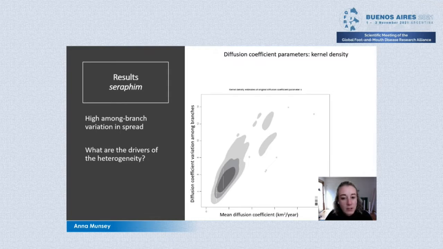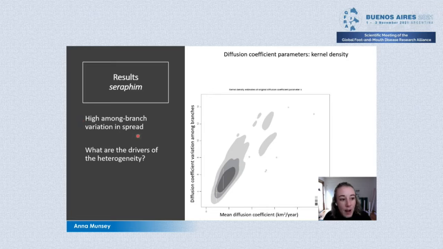This is a kernel density plot showing variation in speed of spatial diffusion within the tree. The spread upward and to the right indicates significant variation in mean diffusion. So some branches down here are less diffusive and likely represent local transmission among hosts, whereas other branches up here represent longer distance displacement, likely something like human-mediated spread, movement of FMD-infected animals, for example.